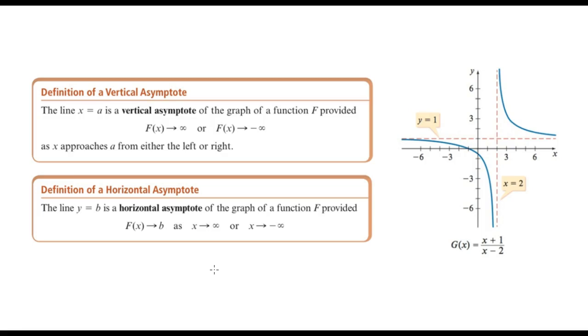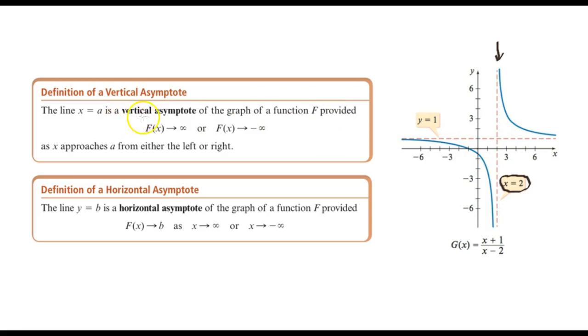So here we have the definition of a vertical asymptote, and it says the line x equals a is a vertical asymptote. So we should know that x equals a is a vertical line. As you can see here, the dotted line, I'll point it out right here, the vertical line at x equals 2 is a vertical asymptote.